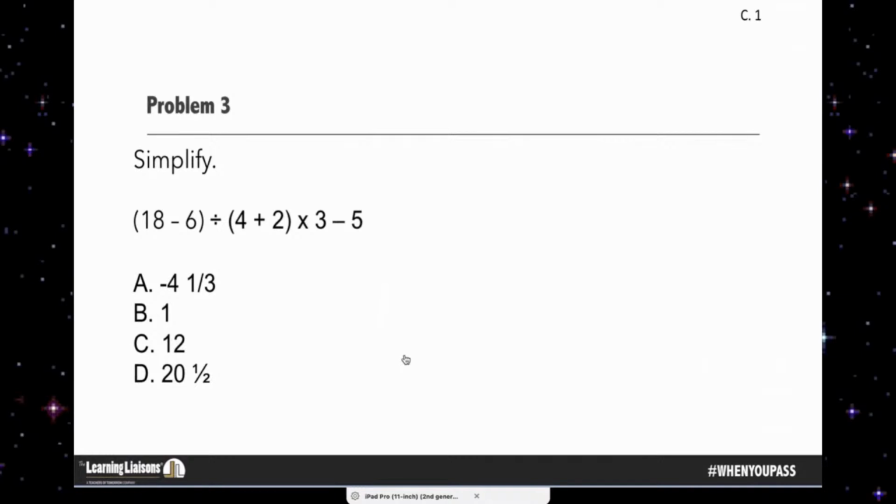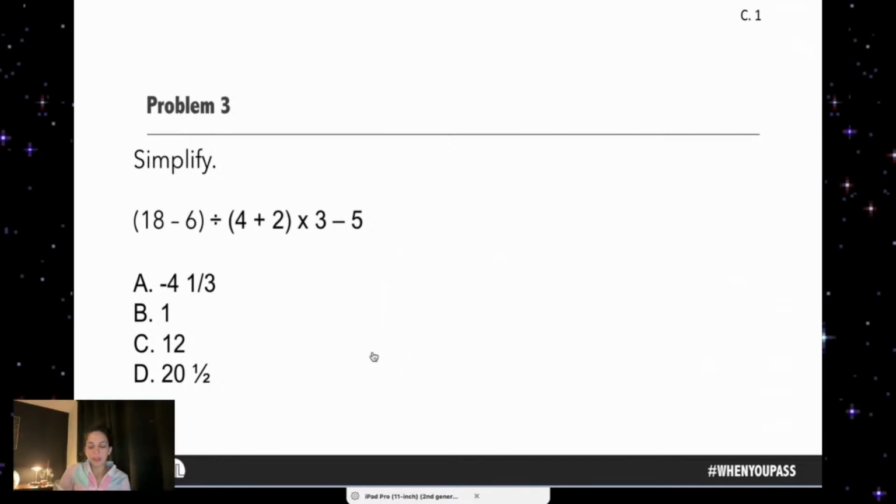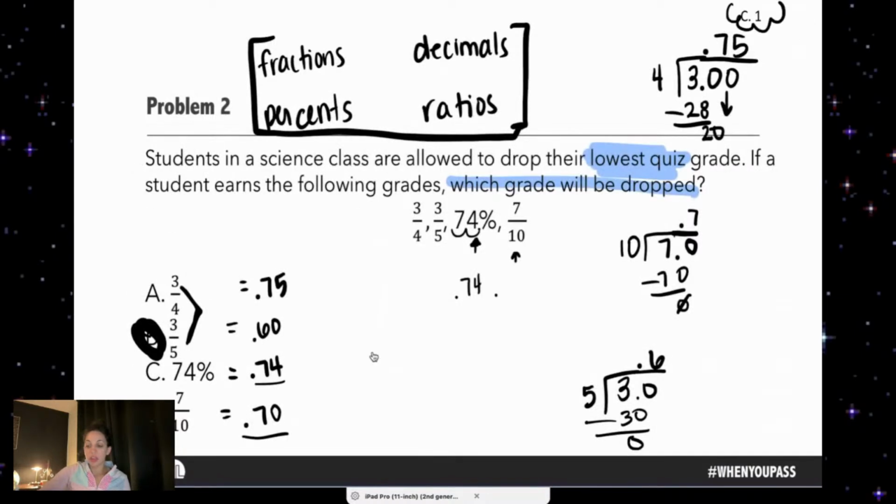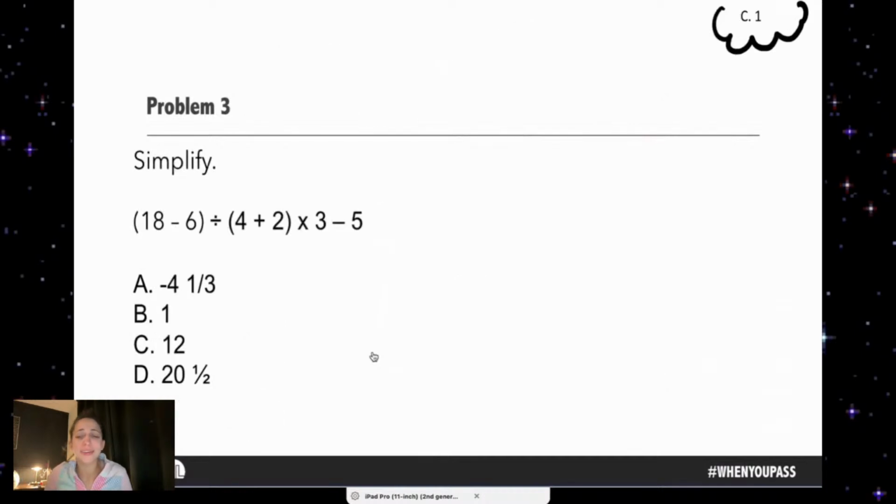Simplify. 18 minus 6 divided by 4 plus 2 times 3 minus 5. All right. So this is competency 1. This other problem was also competency 1. If you're taking the GK. If you're not taking the GK, it doesn't matter what competency it is. It probably still applies to you. Let's go ahead and look at this problem. 18 minus 6 divided by 4 plus 2 times 3 minus 5.